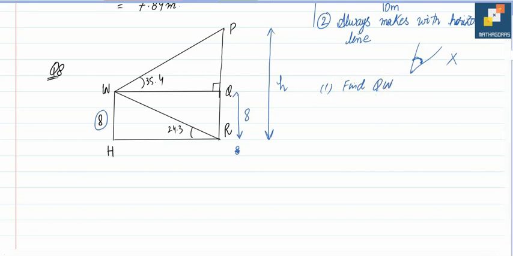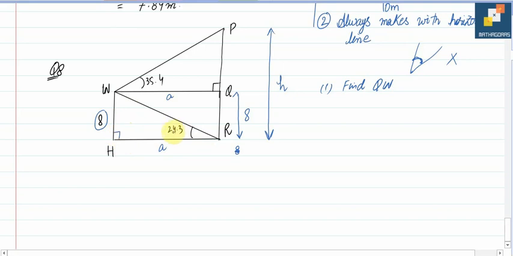QW. Can you find the length of QW by yourself? So first try and then I will explain it. So basically WQRH is a rectangle. That means if this length is A, this length will also be A. So I can find the value of A by using trigonometry, right?